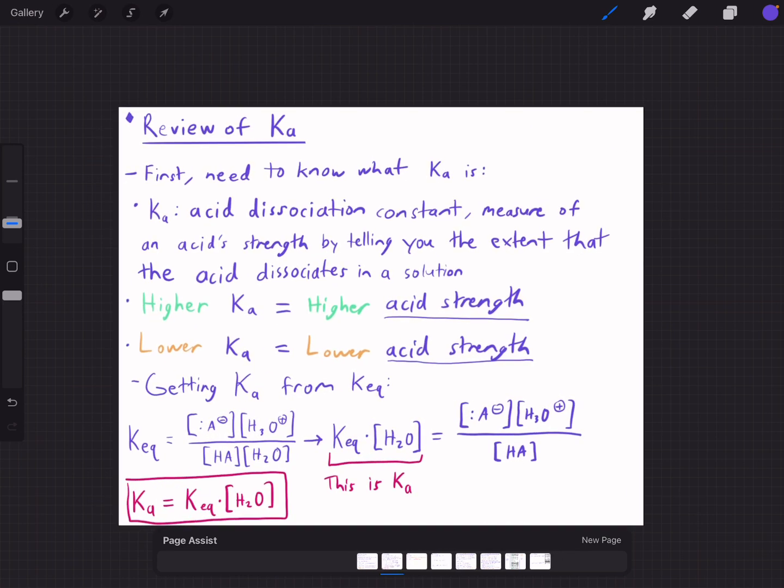So first thing you need to know about Ka is that it's the acid dissociation constant. All you really need to know is that it just measures the acid strength by telling you that it dissociates a certain amount in a solution. So a higher Ka value means a higher acid strength. So you want that number as high as possible. A lower Ka means that the acid strength is lower. So direct relationship. If something's higher, the strength is higher. If the Ka is lower, strength is lower.